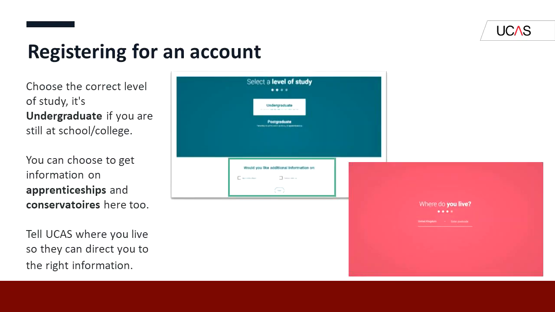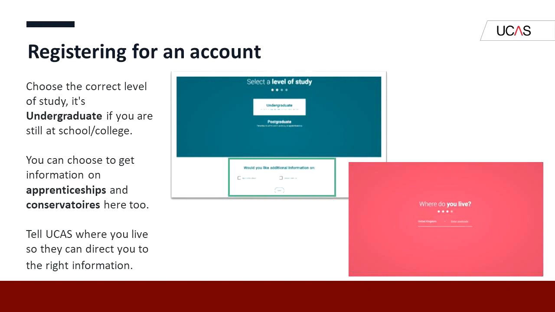When it asks you about choosing the level of study, I think the majority of you applying through UCAS will be looking at undergraduate, so perhaps you're looking at your BA, your BSc. It'll be undergraduate that you would press there. And at this point as well, you can also choose to get information on apprenticeships and conservatoires as well, which can be quite interesting for some people.